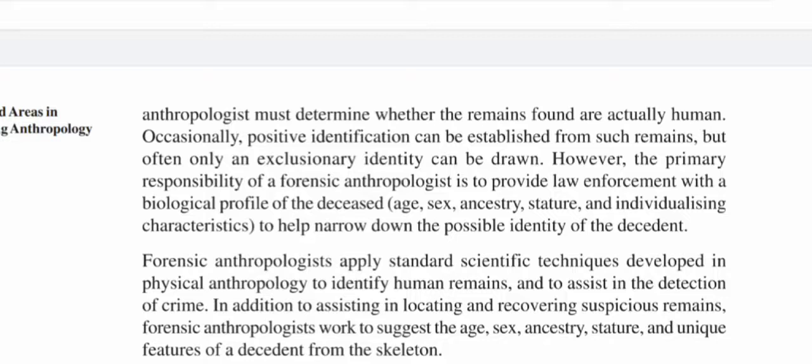However, the primary responsibility of a forensic anthropologist is to provide law enforcement with a biological profile of the deceased: age, sex, ancestry, stature, and individualizing characteristics to help narrow down the possible identity of the decedent. Forensic anthropologists apply standard scientific techniques developed in physical anthropology to identify human remains and to assist in the detection of crime, in addition to assisting in locating and recovering suspicious remains. Forensic anthropologists work to suggest the age, sex, ancestry, stature, and unique features of a decedent from the skeleton.